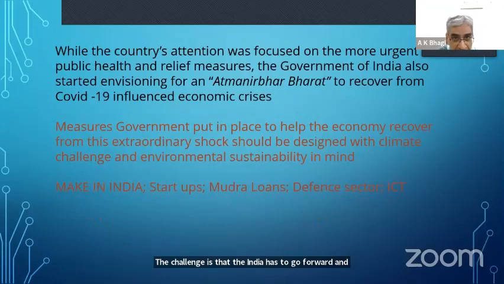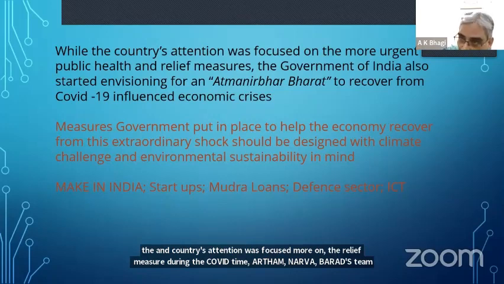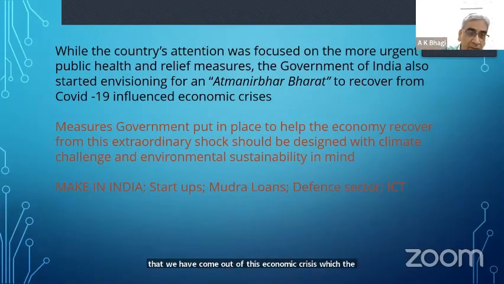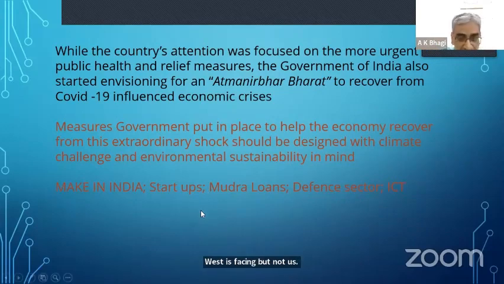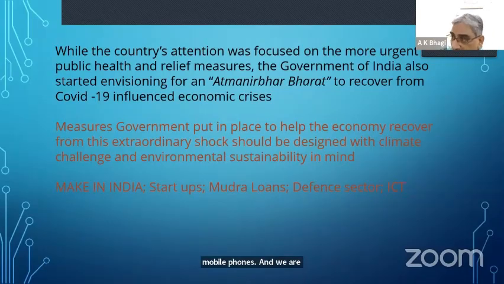While the country's attention was focused more on relief measures during the COVID time, the Atmanirbhar Bharat scheme was launched so as to come out of the crisis. And we are proud Indians that we have come out of this economic crisis, which the West is facing, but not us. And there are many schemes: Make in India, Start-up, Mudra loan, defense sector, ICT. ICT has done very well. Now we are one of the largest producers of mobile phones, and we are an upcoming semiconductor industry. We are ahead of many others.